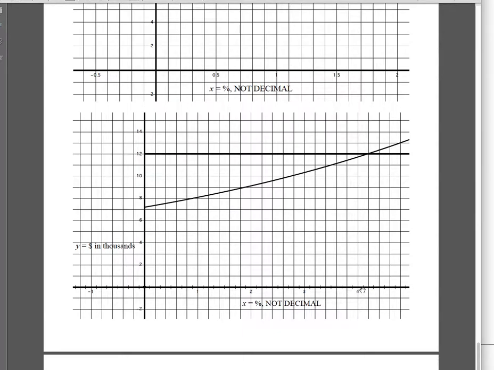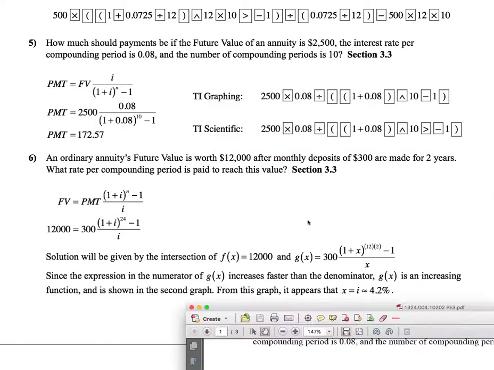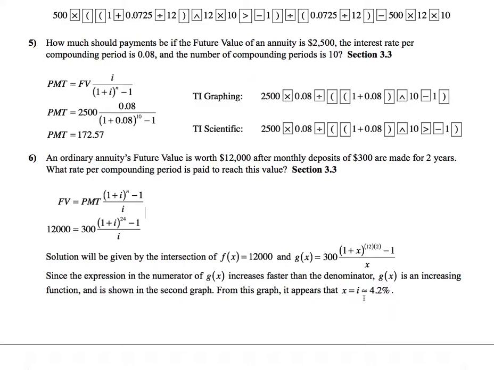So each of these is 1/10. How do I know this? Well, because from 0 to 1, I have 1 hash, 2, 3, 4, 5, 6, 7, 8, 9, 10. Okay, so you'll need to be able to interpret the scale of the graph that you're given on the test. And so this is 4.2, and that's when it looks like it reaches $12,000. And so the answer is that the rate per compounding period is 4.2%.